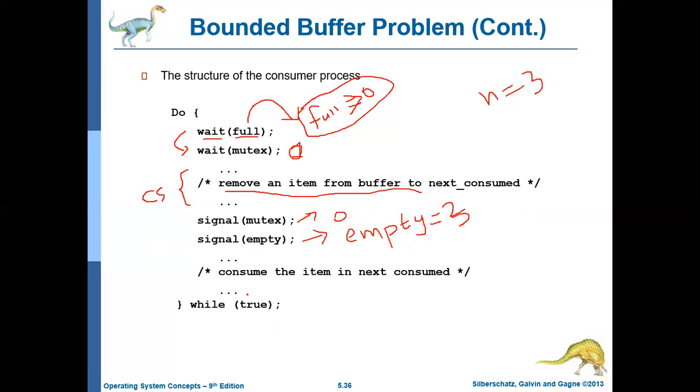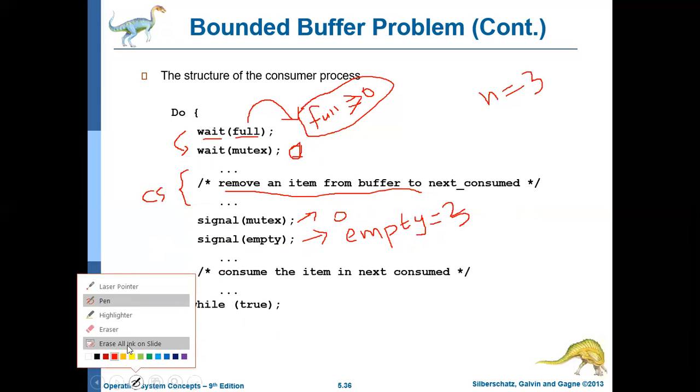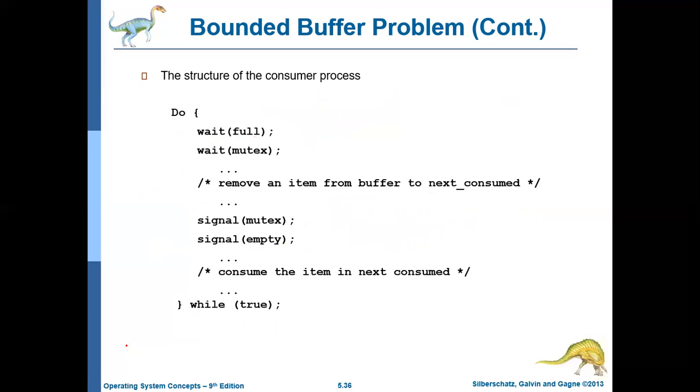Then it comes out. So this is the code for the consumer. This code ensures that both producer and consumer can access the critical section without any issues like race condition. So this is about the bounded buffer problem. In the next session, let us discuss the dining philosophers problem.